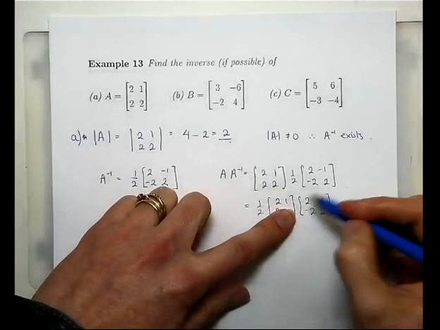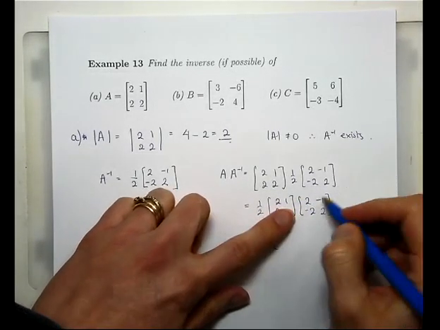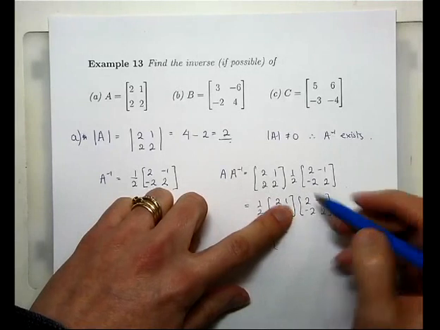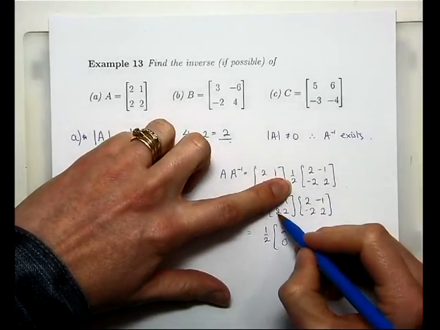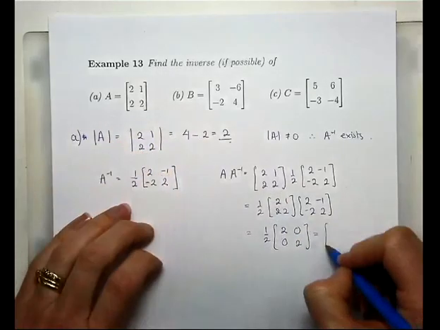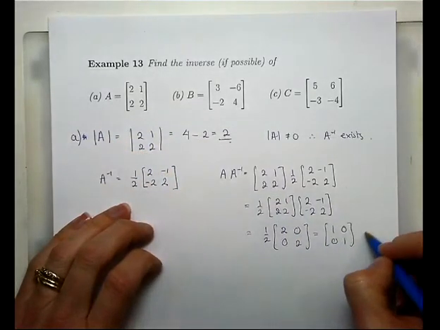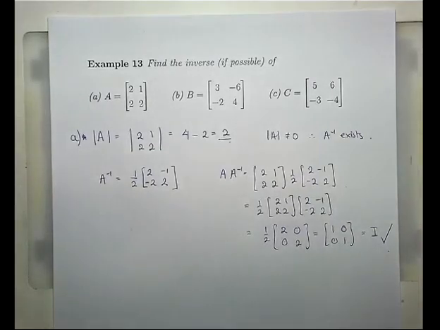So multiplying two matrices, I get 4 minus 2 is 2, and minus 2 plus 2 is 0. 4 minus 4, minus 2 plus 4. Hooray! So we got the identity. We found the inverse, and when we multiplied the inverse by what we started with, we got the identity.